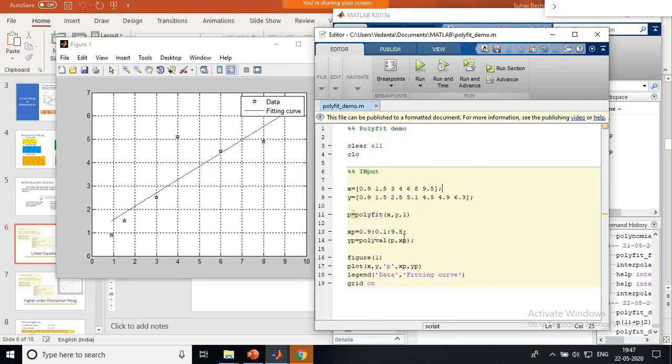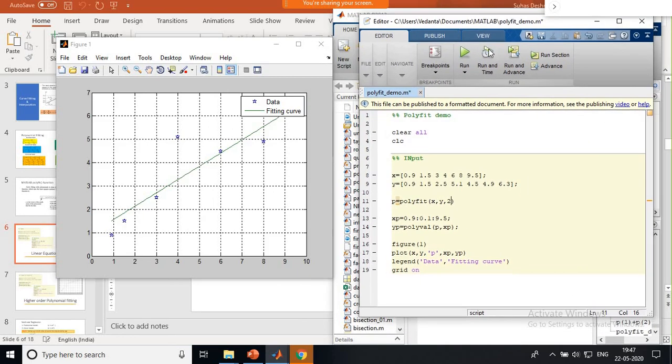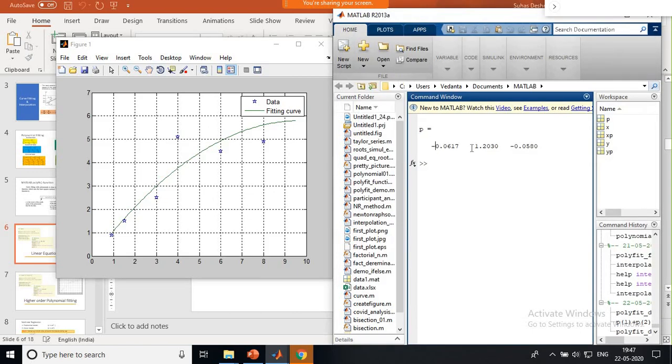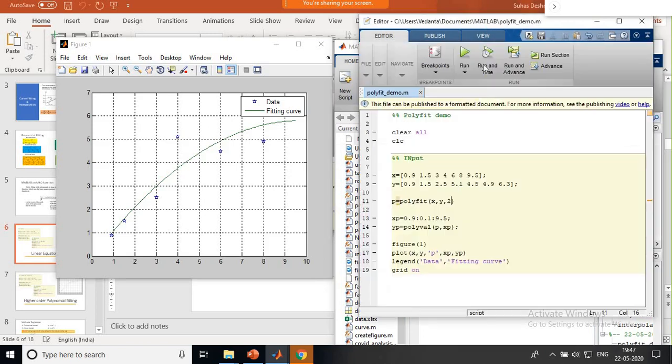If I change this to 2, let's look at what is going to happen. If I change it to 2, you can see the curve has now changed. This is nothing but a second order fitting. You can see it has written 3 values. That is what happens. Then if I change to 3, obviously it is a cubic equation. Then it will show me one more curve like this.